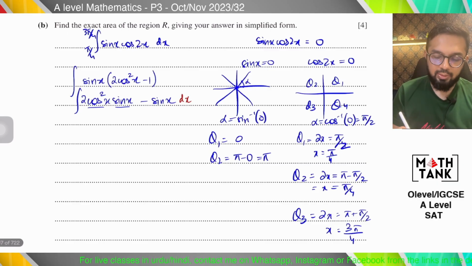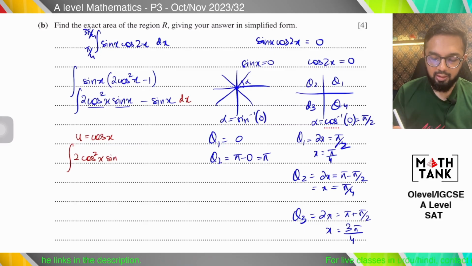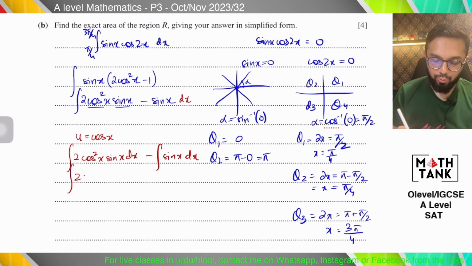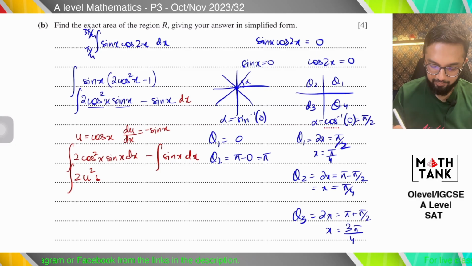So what you have to do is take this cos x as u, and integrate this separately: 2 cos square x sine x dx minus sine x dx. In this case, what I get is 2u squared. What's the differential of u? du over dx is minus sine x. So I'm going to say that dx should be du over minus sine x.